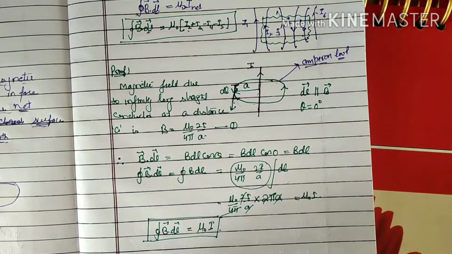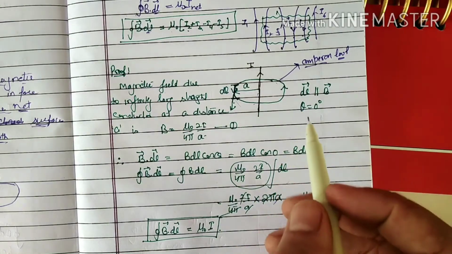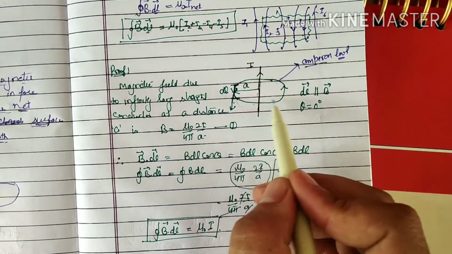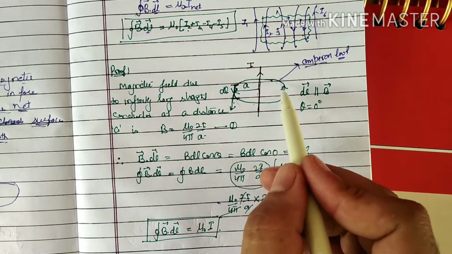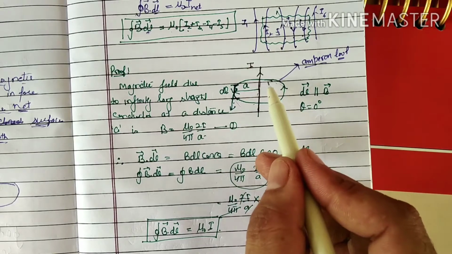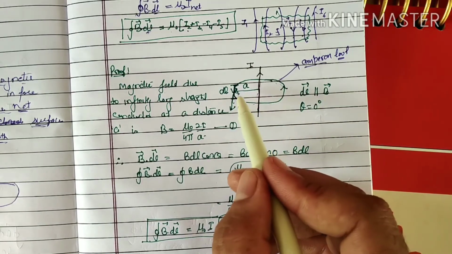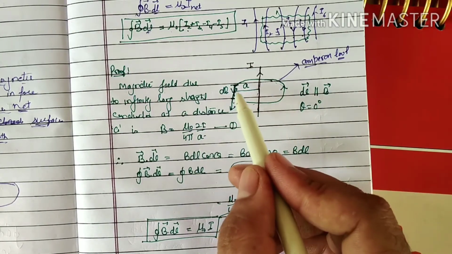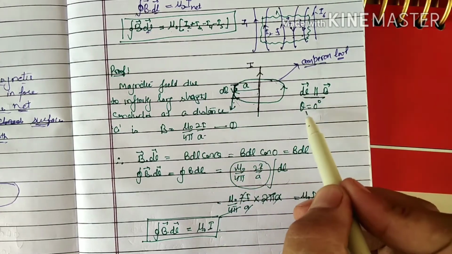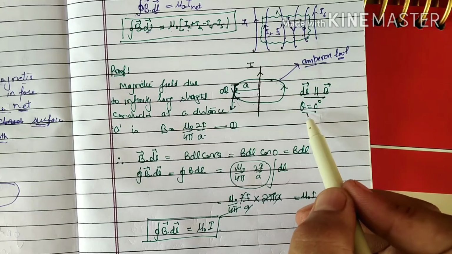I hope this topic is clear to all of you. What we have done here is take one closed loop, in the direction of the magnetic field lines, and over this Amperian loop we consider a small element whose direction is the same as the direction of the magnetic field. So both are parallel, so theta is always 0 degrees.